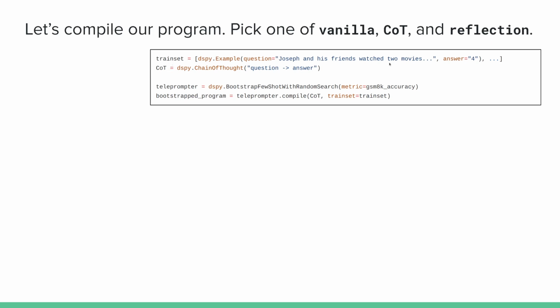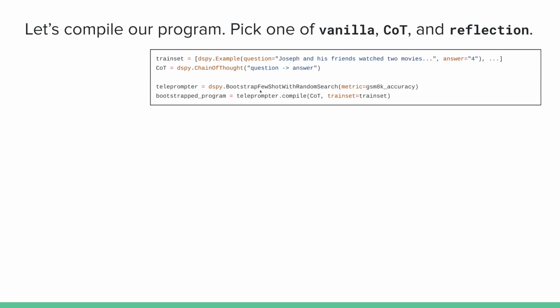So you write your training set, which could be a handful of examples, or could be large also if you have a lot of data and you want to optimize more aggressively. You declare your module, essentially your program, you pick a metric and you simply ask it to compile. And what you get out of that is a bootstrap program where every module, in this case there's only one module, has been mapped into an implementation in accordance with the teleprompter that you have. So here, this is a bootstrap few shot teleprompter.